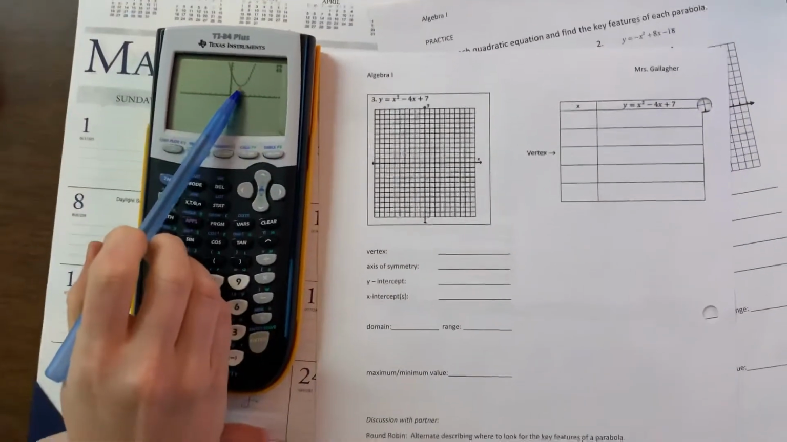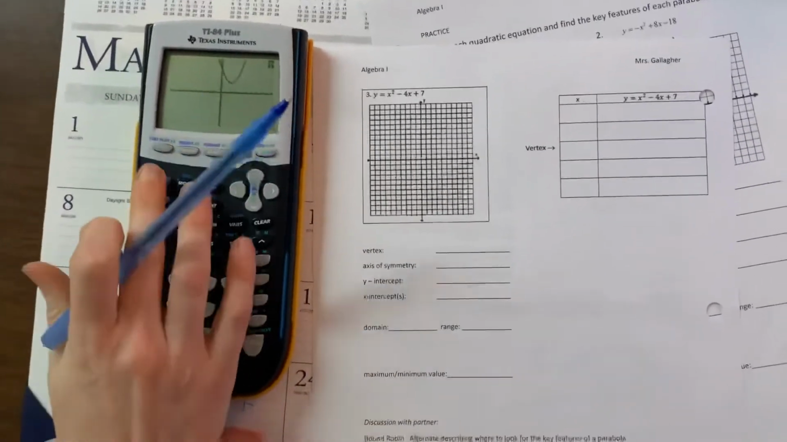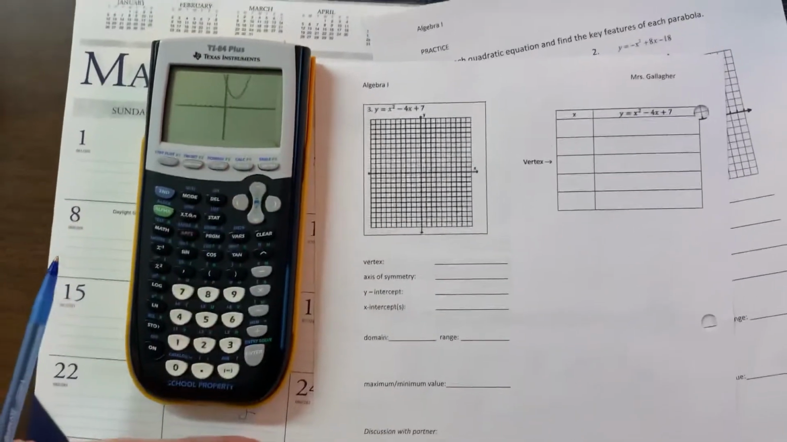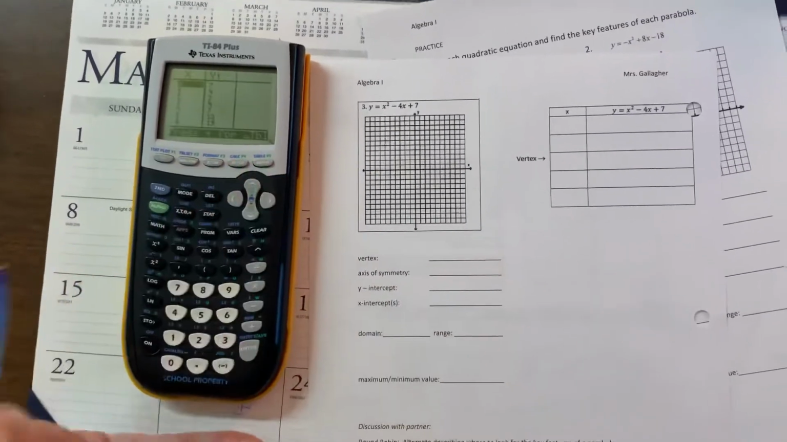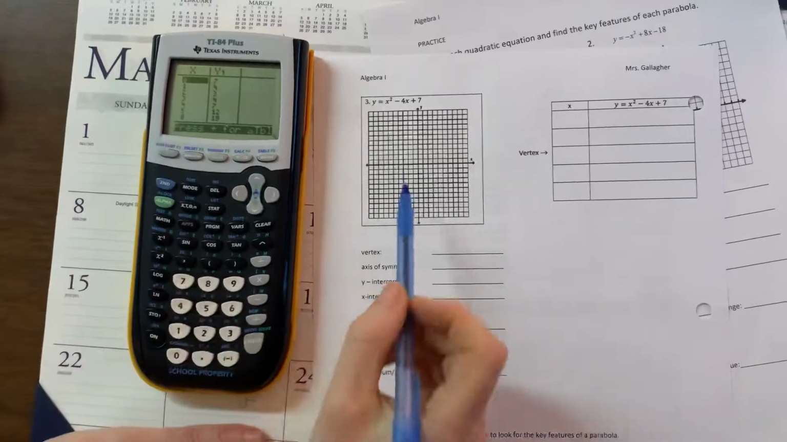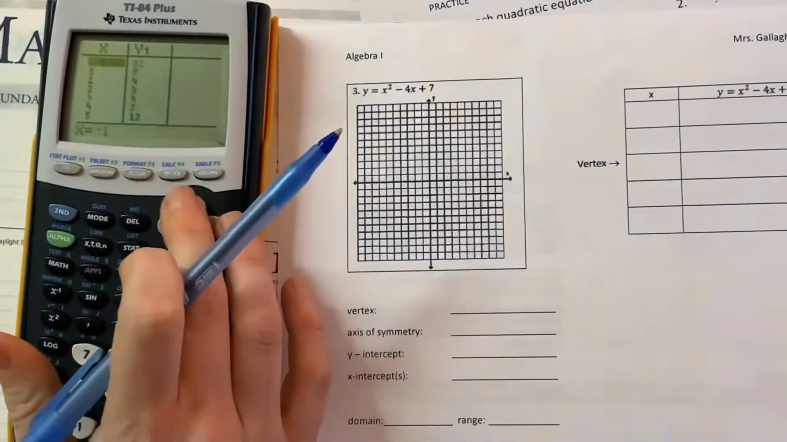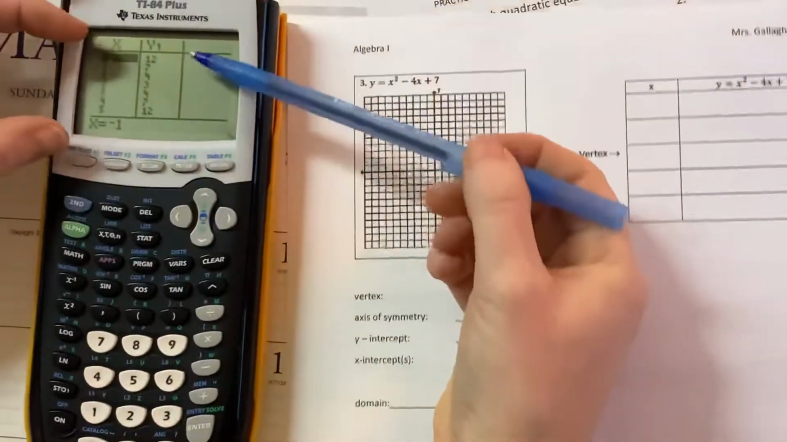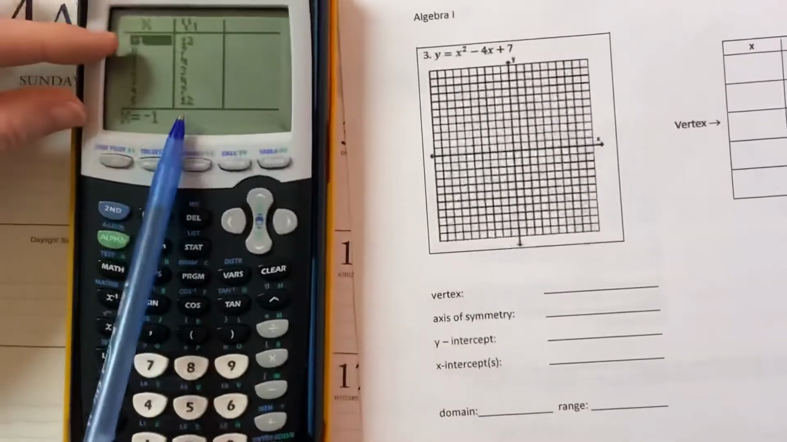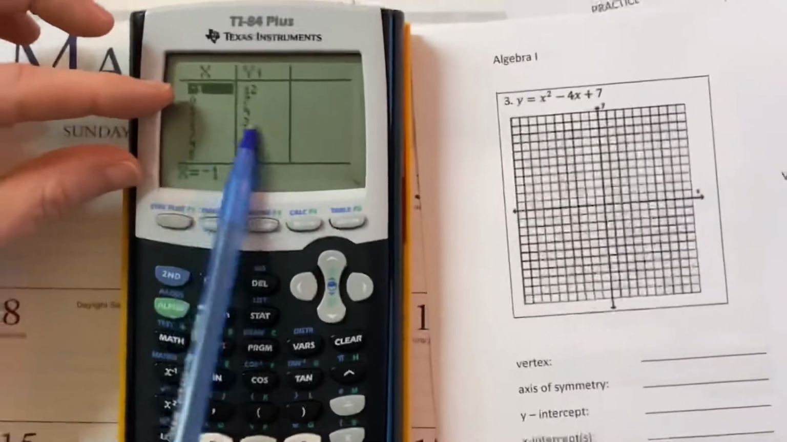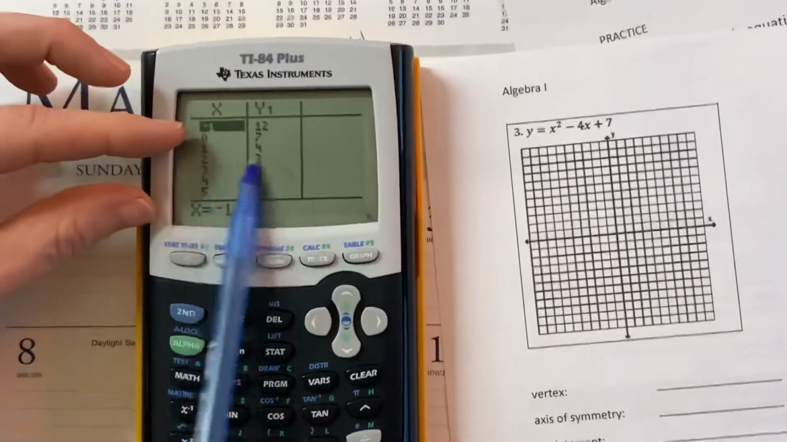So we can see the vertex is about here. So I want to go over to look at my table. Sorry, second graph. And I want to find the vertex. So when I plot this, the vertex was somewhere over here. To help us identify where the vertex is, we're going to try to get our window so that we can fit that one point that doesn't have a match in the middle.